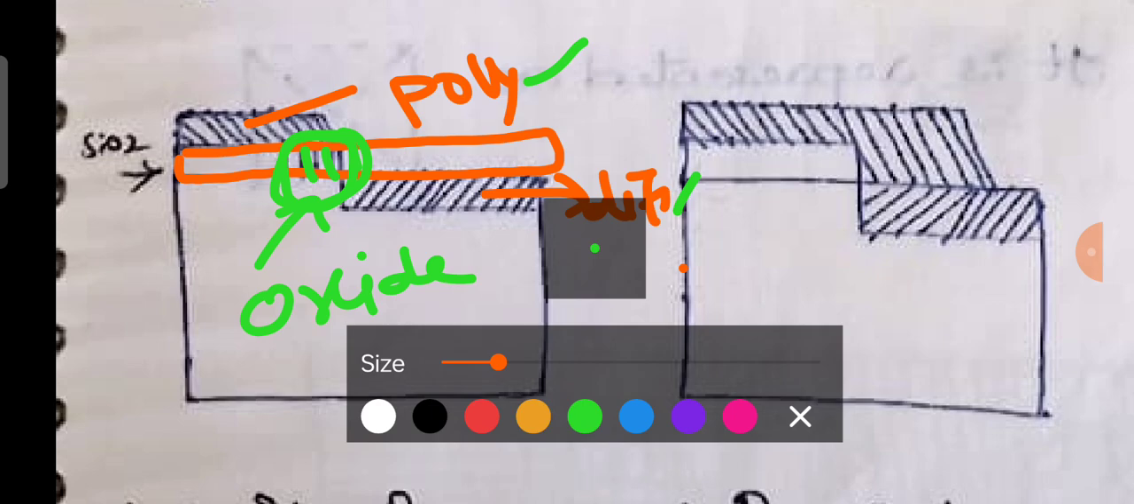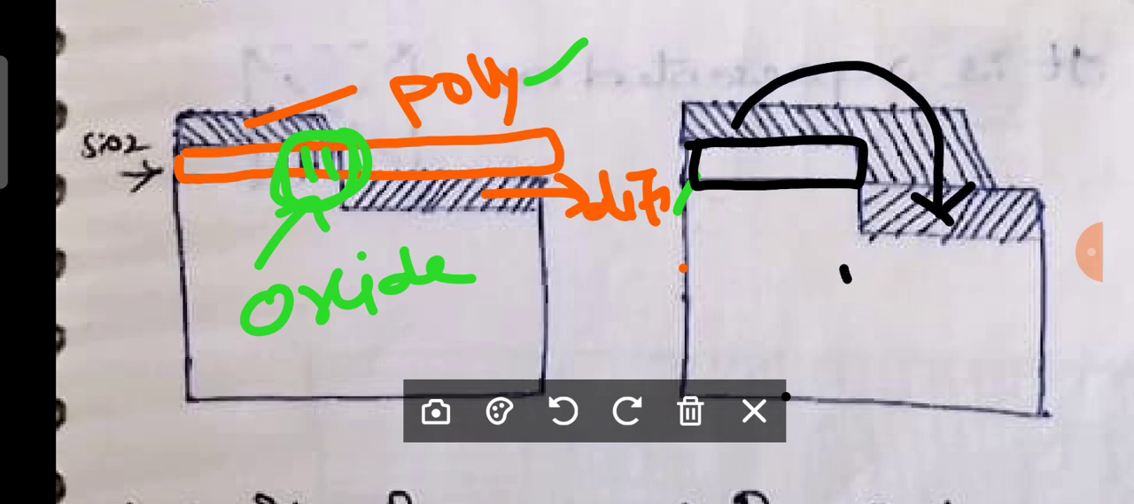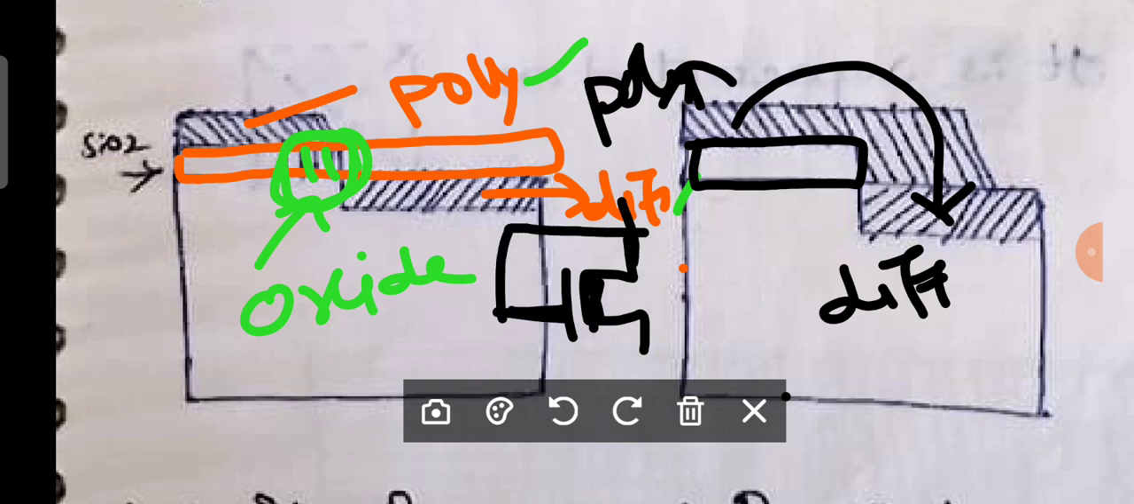Now you can observe this second approach. In this second approach, we are not removing any oxide here. You can observe very clearly, we are not removing any oxide. Just poly is coming over diffusion. Is it clear? Poly coming over diffusion. You can observe in the depletion mode transistor very well. We have seen this type of thing in the depletion mode. This is poly. The poly is coming over source. What is source? Diffusion. Is it clear?